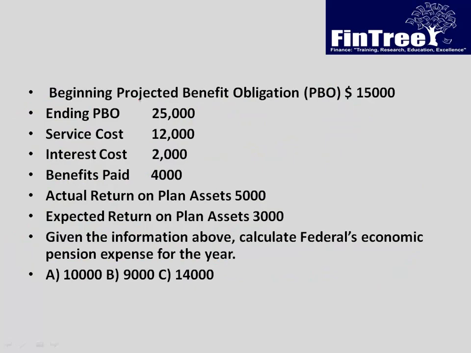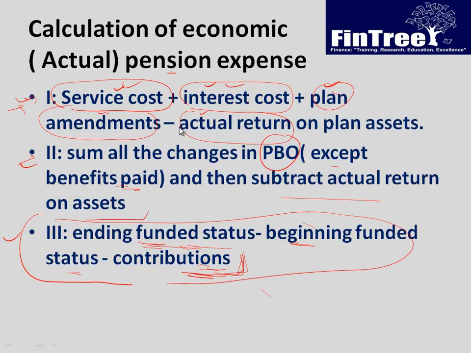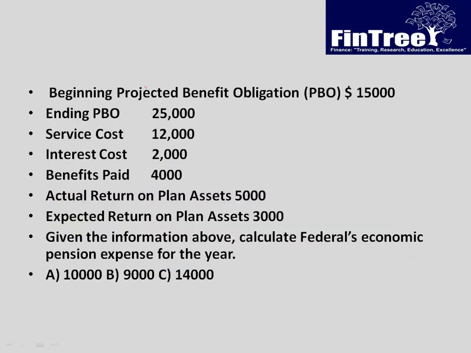By the way, the way the formula is written in Schweser is correct. There is nothing wrong with that formula. In that case you take assets minus liabilities as funded status. Yes, assets minus liabilities is your funded status. Alright. So calculate economic pension expense for the year using this data. So simply put these numbers and find out the answer.